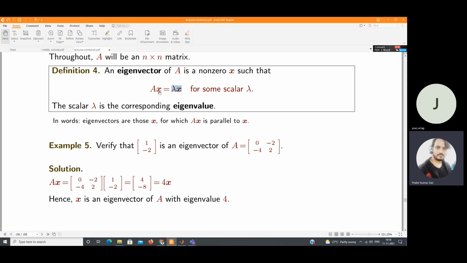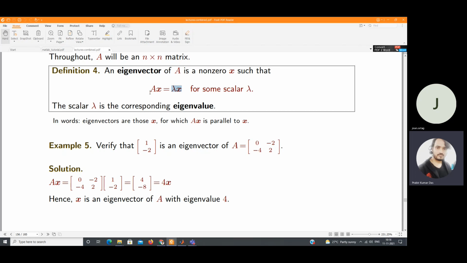Now you can get that equation if you take lambda into x to this side, then it becomes Ax minus lambda into x. Then you extract x and put all the terms in a bracket. It becomes A minus lambda into I into x. That is the equation for eigenvector and eigenvalue.